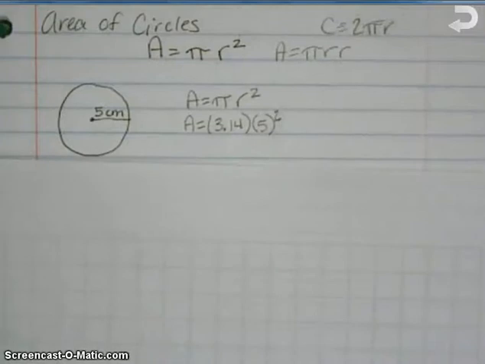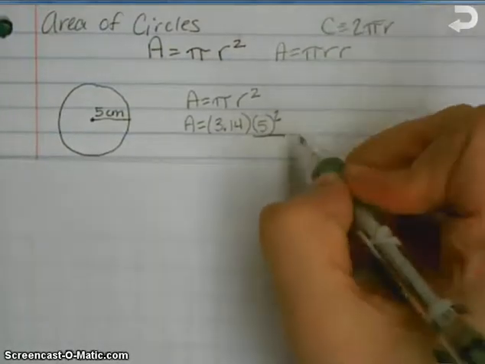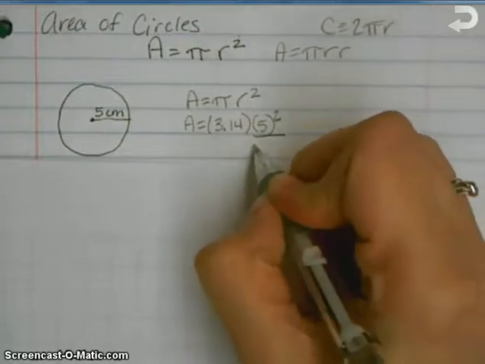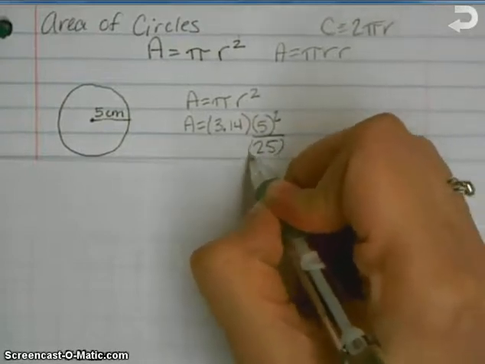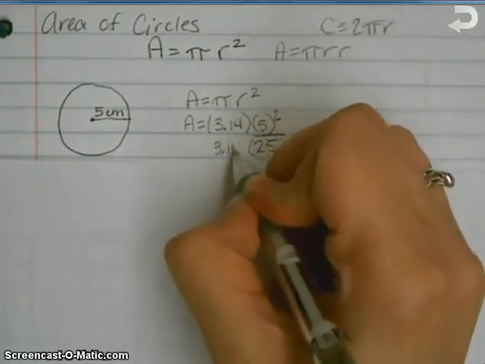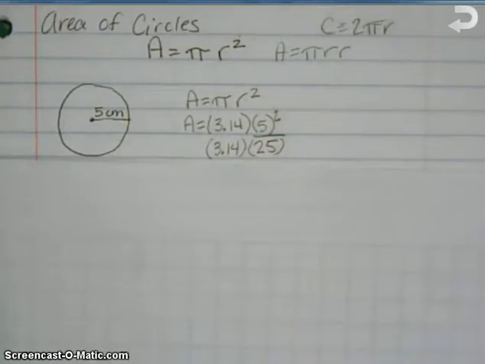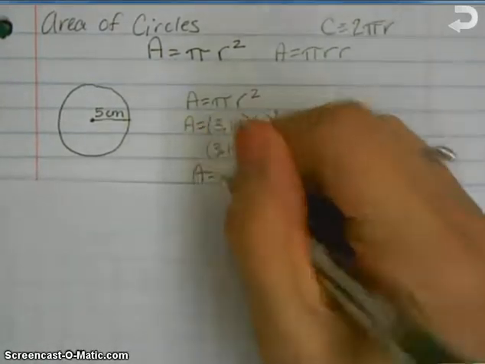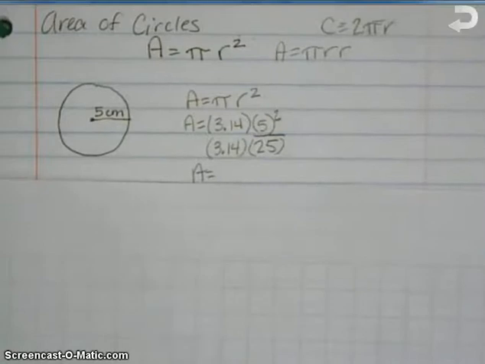Now, order of operations tells me that exponents come before multiplication. So 5 squared means 5 times 5, which is 25. And 3.14 times 25 is going to give me my answer. I'd like you to pause, multiply, and see if you get the right answer.